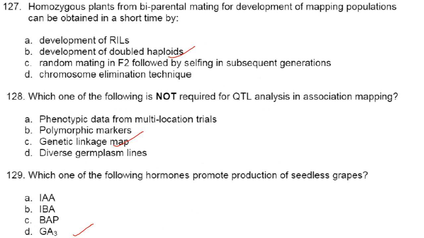Homozygous plants from biparental mating for development of mapping population can be obtained in a short time by development of double haploids. Answer is option B. Double haploids will give rise to homozygous plants. Which one of the following is not required for QTL analysis in association mapping? Genetic linkage map is not required. Answer is option C. Which one of the following hormones promote production of seedless grapes? So it is GA3. Answer is option D.